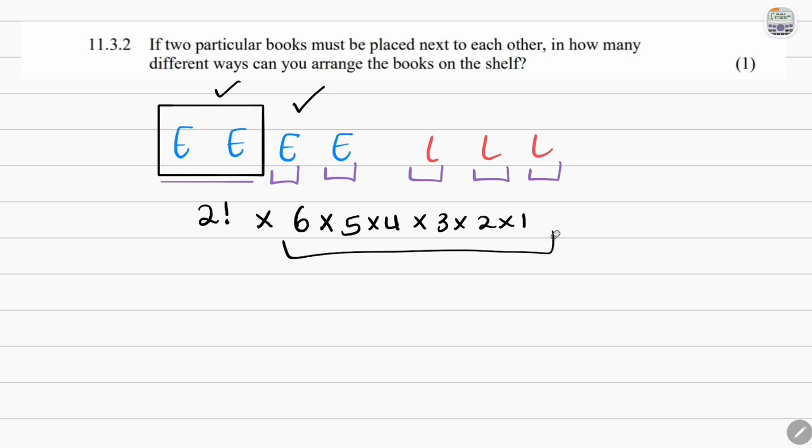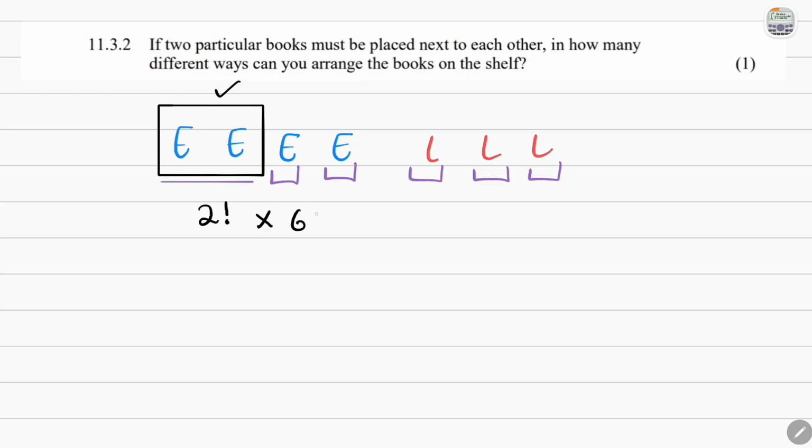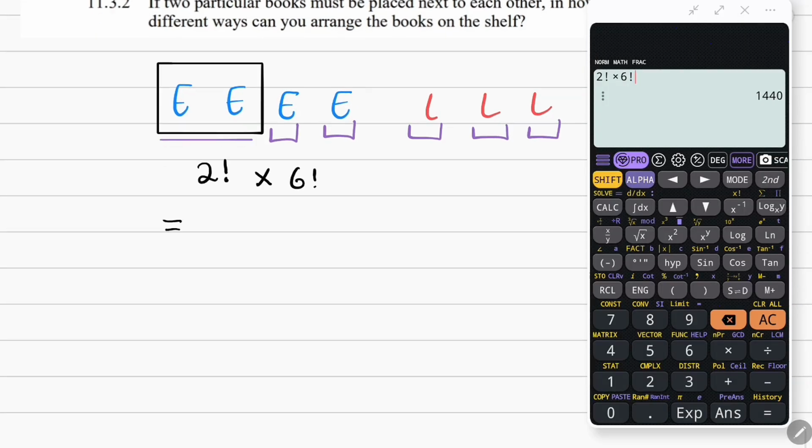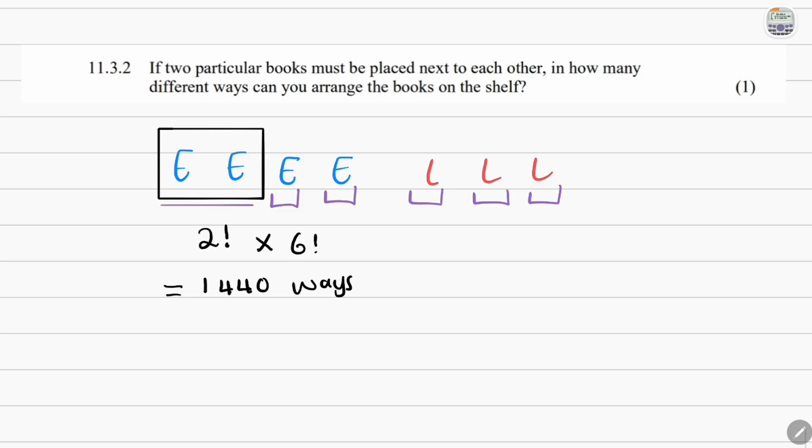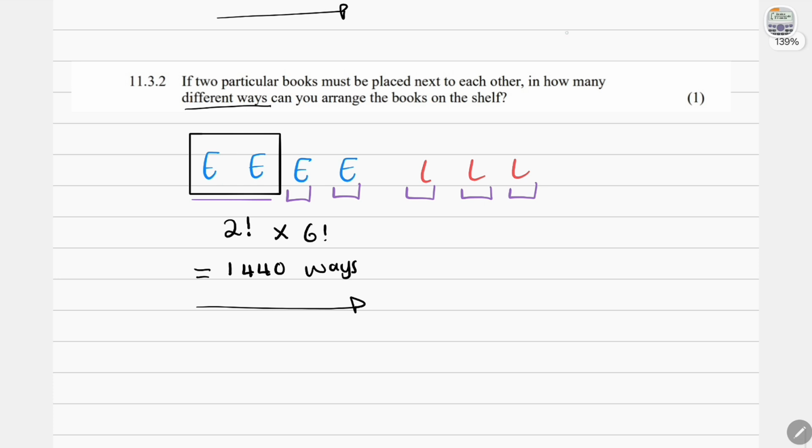So altogether, this gives us 6 factorial. Okay, and that's how we would find this. 2 factorial times 6 factorial. And that gives us 1,440 ways. Okay, now just check if they asked for the probability. No, they didn't. They just said in how many different ways. So that is our answer. And moving on to the next question.